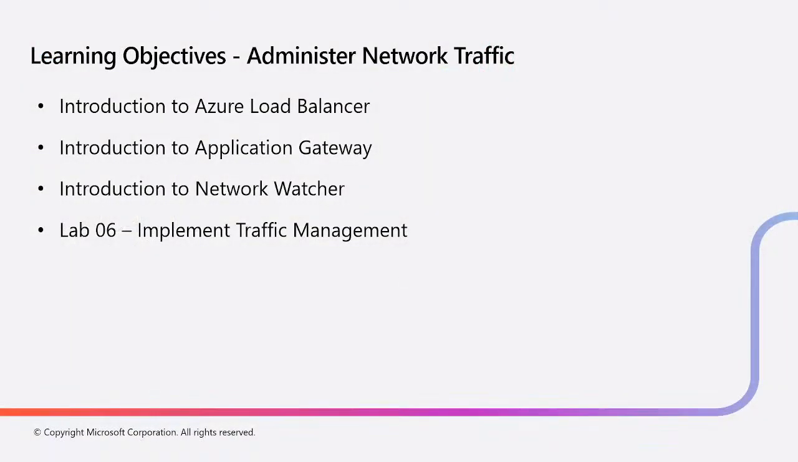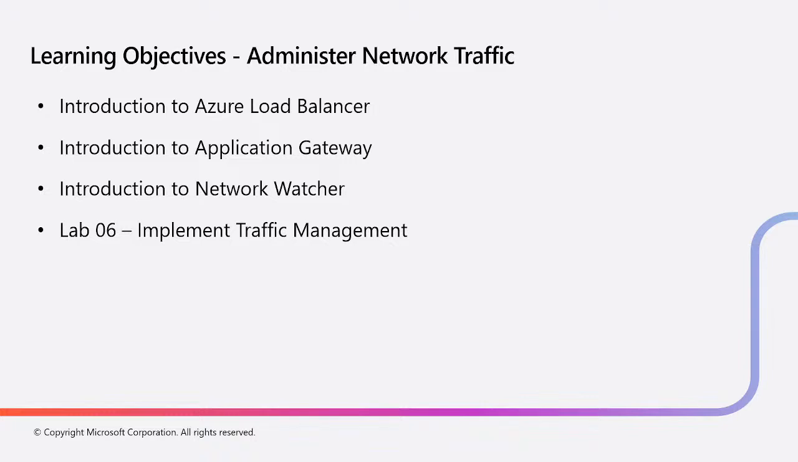So what are we going to be looking at? We are going to be talking about Azure Load Balancer. We are going to talk about application gateway, which is still part of load balancing, but it sits on the application layer, which is layer 7. And we're now going to look at the network watcher.